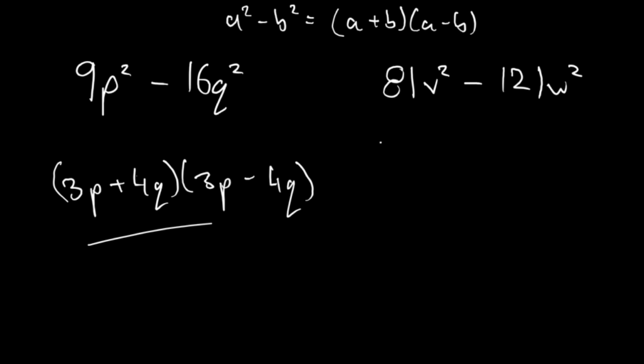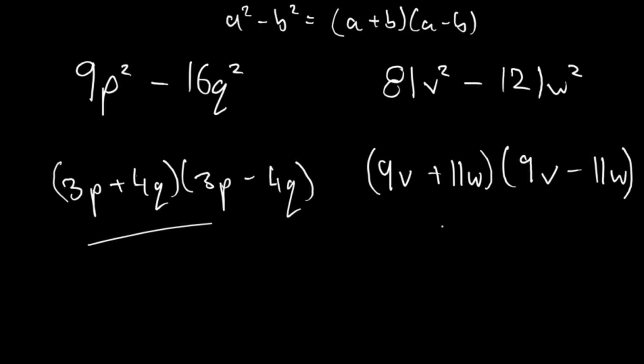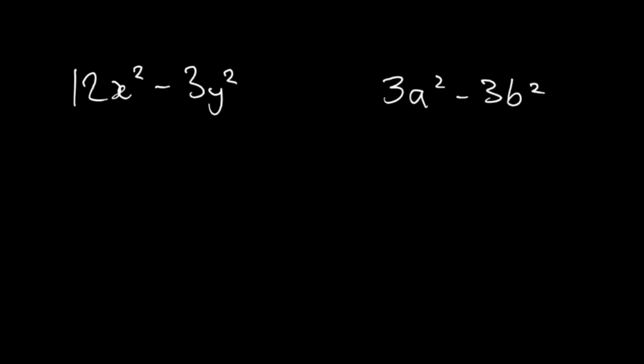For this one, the square root of 81v squared is 9v. So you have your a's. The square root of 121w squared is 11w. So your b would be 11w. And there you go. These are the correct answers. Now for this set of questions, they're slightly trickier. Pause the video and try to figure this out.